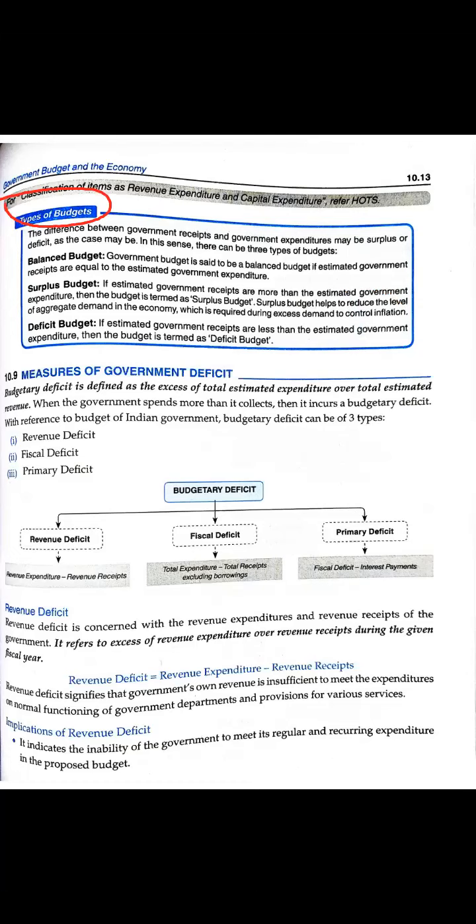Please remember in your mind, during the government budget, when receipts and expenditure are equal, it is called balanced. When receipts are more than expenditure, it is called surplus. Surplus means excess. When receipts are less than expenditure, it is called deficit. Deficit also means shortage. Okay. So these are the three different types of budget. Have you all got my point? Shall we go for next?